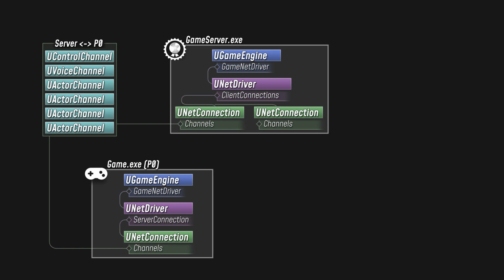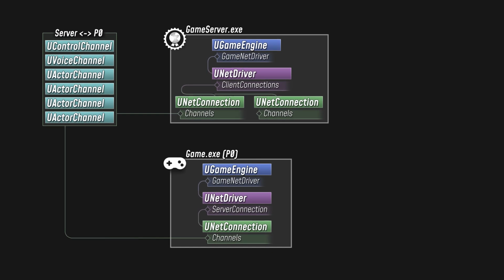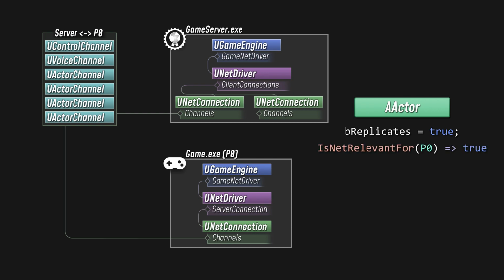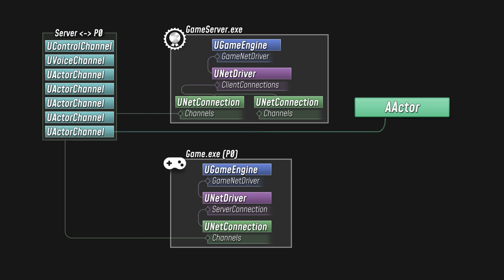This illustrates a key fact of the replication system, namely that replication happens on the level of actors. If you need an actor to stay in sync over the network, then you configure that actor to be eligible for replication. When an actor that's eligible for replication is considered relevant to a particular player, then the server will open an actor channel in that player's net connection, and the server and client will use that channel to exchange information about that actor.